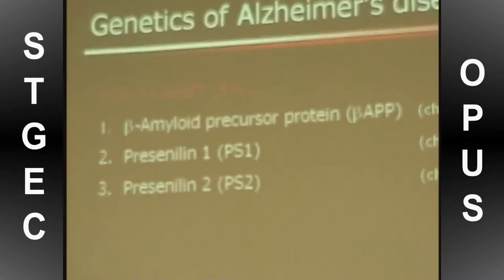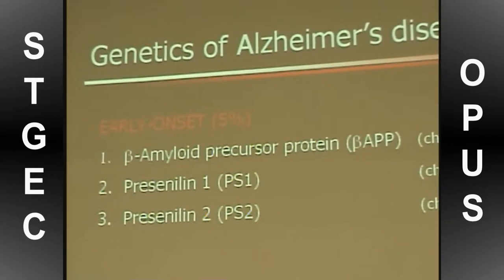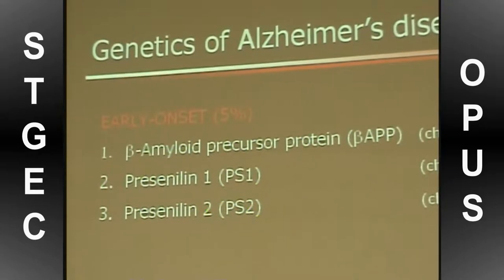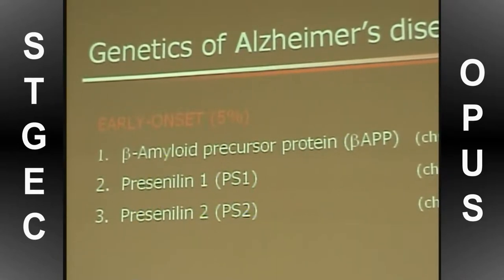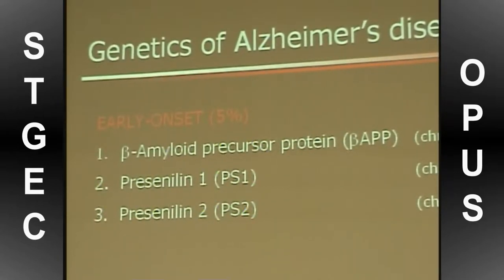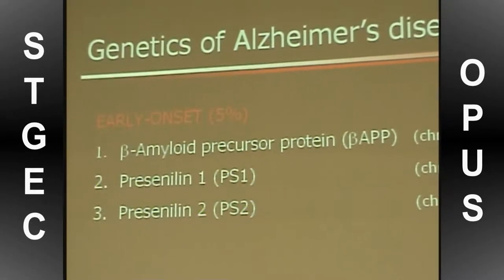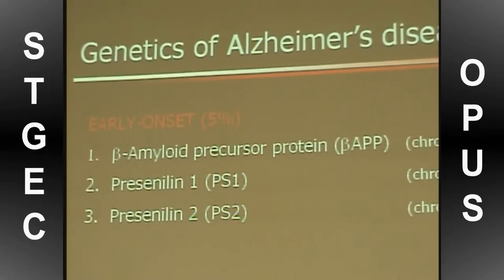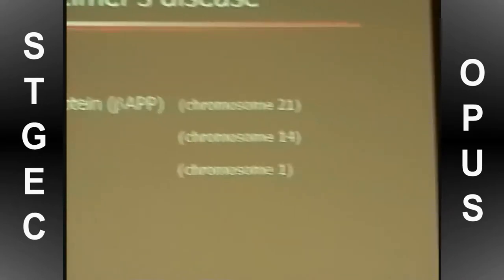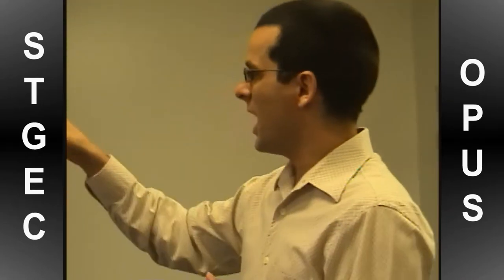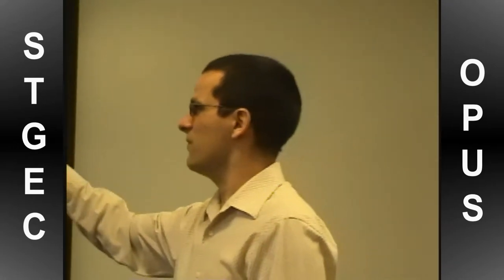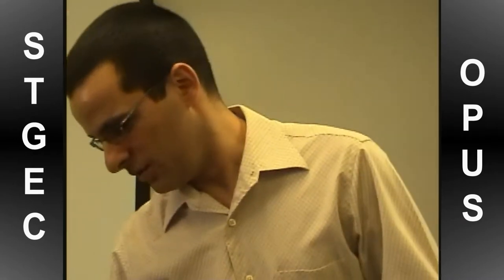From a genetic point of view, there are two kinds of Alzheimer's disease. There is an early onset form, which represents about 5% of the cases, and these are due to mutations in one of these three genes. The amyloid precursor protein is the gene from which the A beta peptide that accumulates in the brain is derived. And we have presenilin 1 and presenilin 2, which are two enzymes involved in the processing of APP, as I'll show you in just a second.